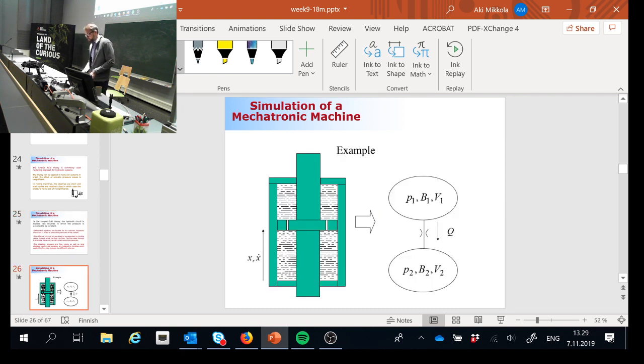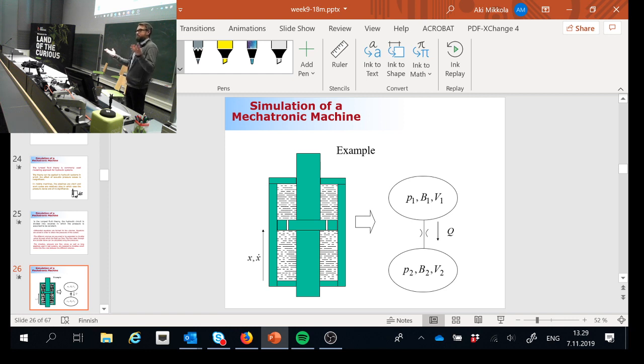Okay, example. Maybe if there is one slide that is important, this is it. So put your full attention to this. This tells how you can discretize a hydraulic circuit. Now, this is a very simple hydraulic circuit.